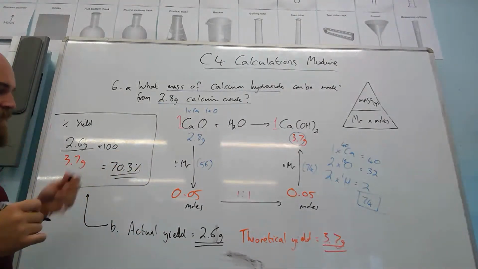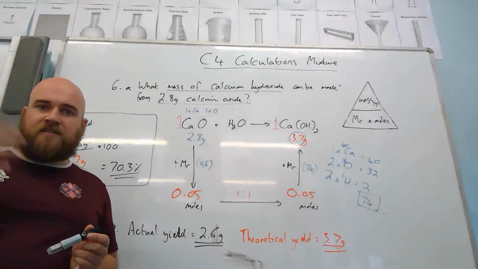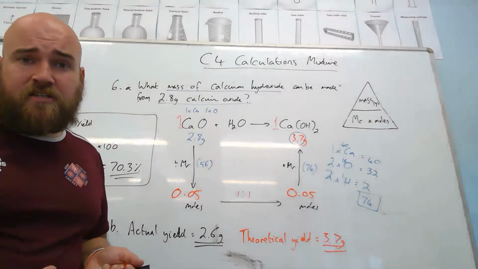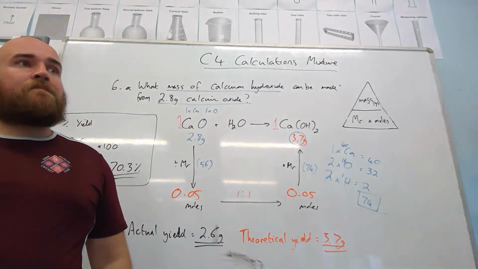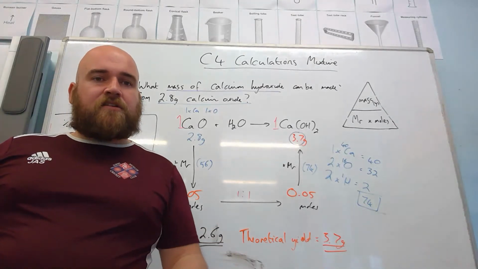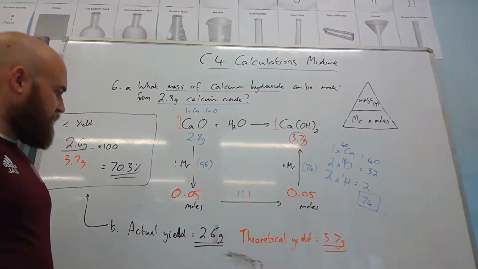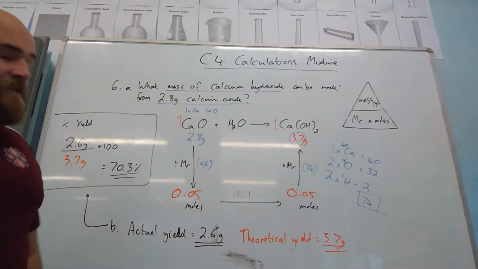So that suggests that around 30% of our product has vanished somewhere, and it could be for any of those different reasons we looked at. It could be side reactions, could be that the reaction's reversible, it could be there were impurities in the reactants. Some of it might be lost in transfer, so pouring it from one beaker into another when you're weighing, for example. So any of those reasons is why you end up with a low percentage yield. Okay.